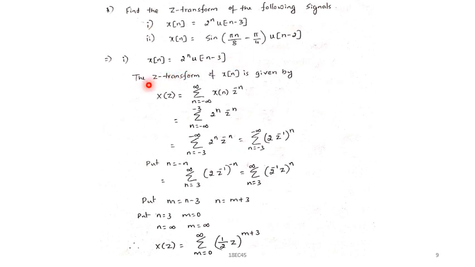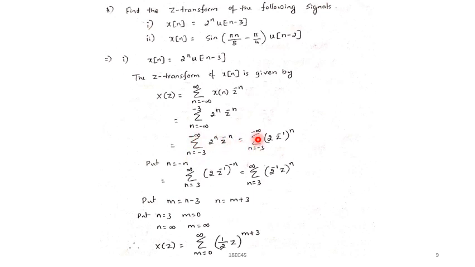So here x of n is 2 to the power n u of minus n minus 3. Now I'll obtain the Z transform of x of n, given by X of z equals summation n from minus infinity to plus infinity x of n z to the power minus n. Now you know this, what is u of minus n minus 3? It's defined from minus infinity to minus 3. It's a left sided sequence, starts from minus infinity, ends at minus 3. So I'll write the limit as summation over n from minus infinity to minus 3, 2 to the power n z to the power minus n.